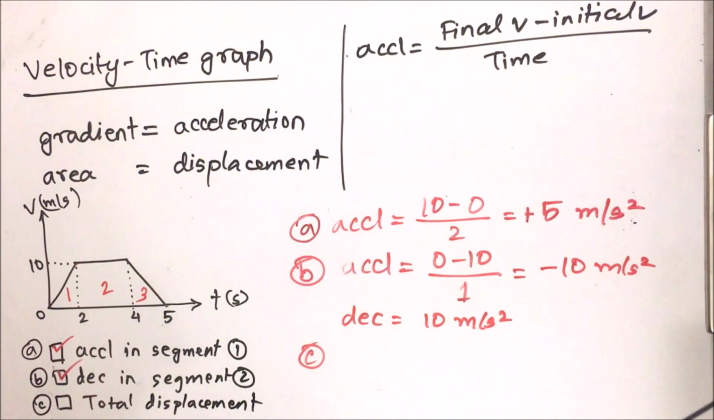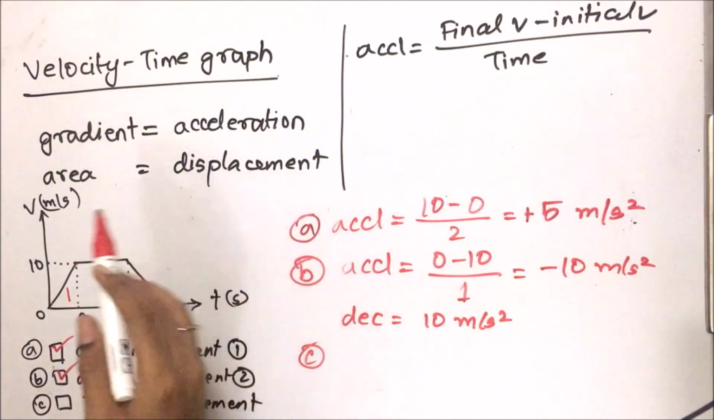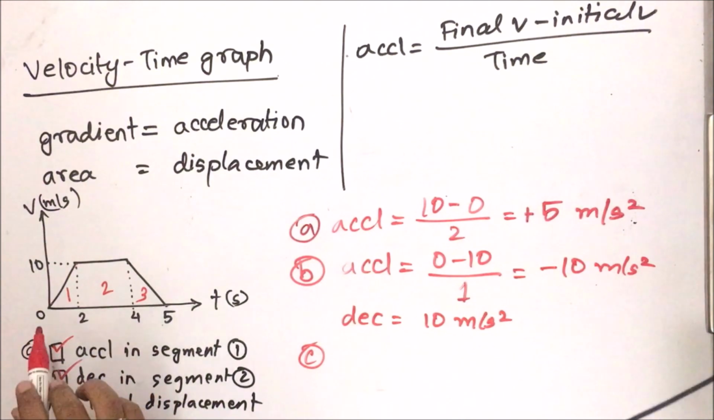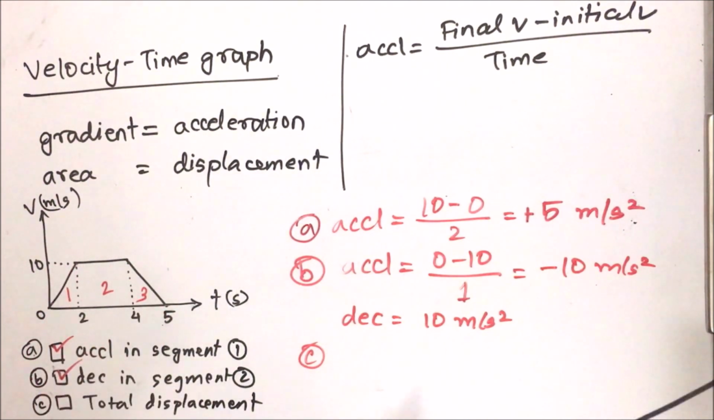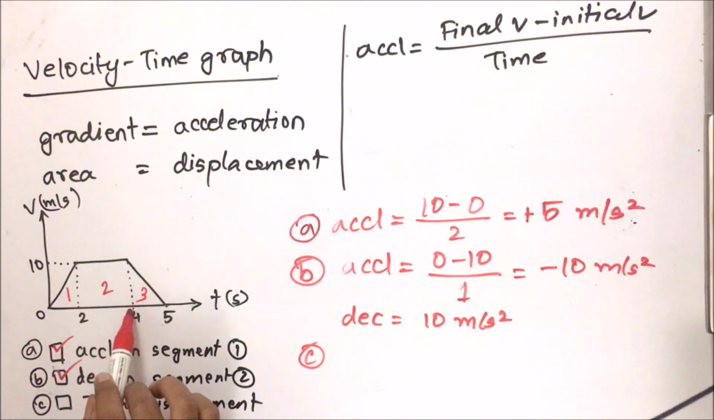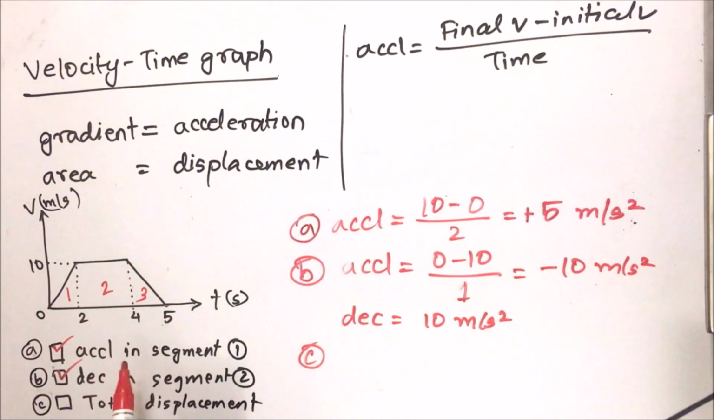Part C asks for the total displacement. We know that the total displacement of the velocity time graph will come from the area. So let us try to find the area of this velocity time graph. If you want, you can find the areas individually: segment 1, 2 and 3. This triangle, this rectangle and this triangle again. But here I am finding the total area using the trapezium formula.